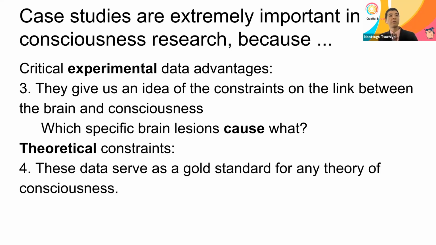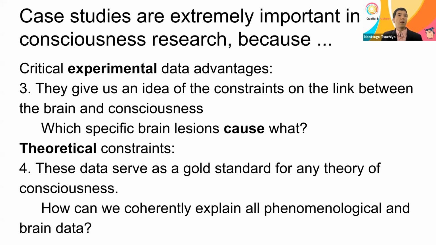Basically any theory of consciousness needs to explain why a particular type of brain lesion causes the loss of consciousness or not. And how we can coherently explain all the phenomenological and experimental data is a significant constraint on theoretical studies.